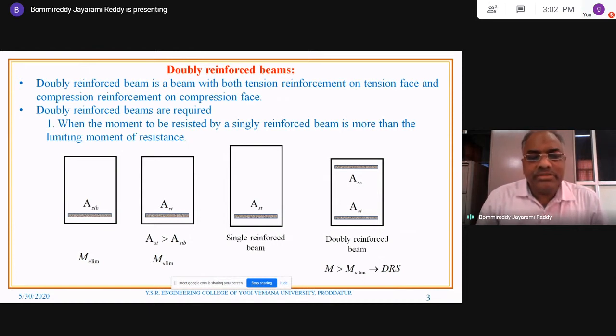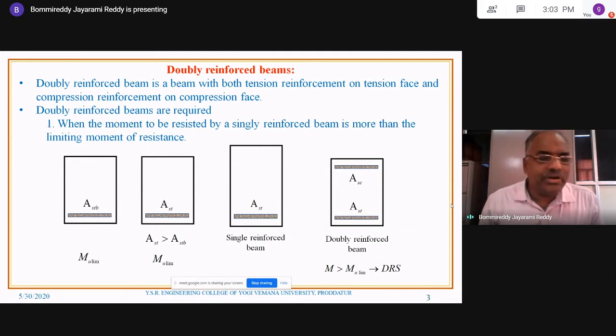You know, there are three different types of sections in singly reinforced: one is under reinforced section, balanced section, and third one is over reinforced section. The moment carrying capacity of over reinforced section is the same as that of the balanced section. So that means any increase of steel reinforcement in the limit state method of design gives no increase in moment carrying capacity. That you have seen in the last class.